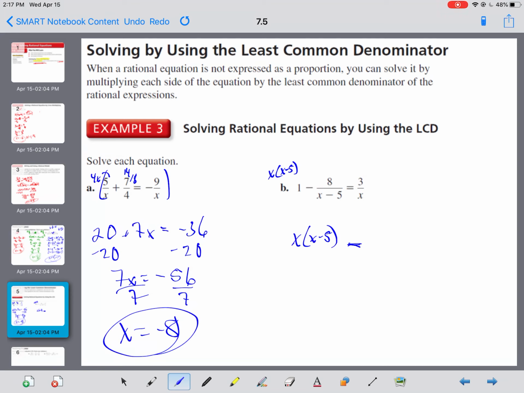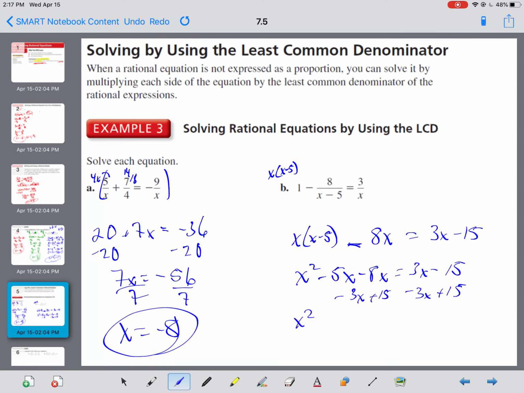So it needs to be times x and x minus 5. So that makes it x times x minus 5, that's the 1, minus 8x, because the x minus 5 goes and left you with the x, equals, and then 3 times x is 3x, and 3 times negative 5 is negative 15. So we got x squared minus 5x minus 8x equals 3x minus 15.